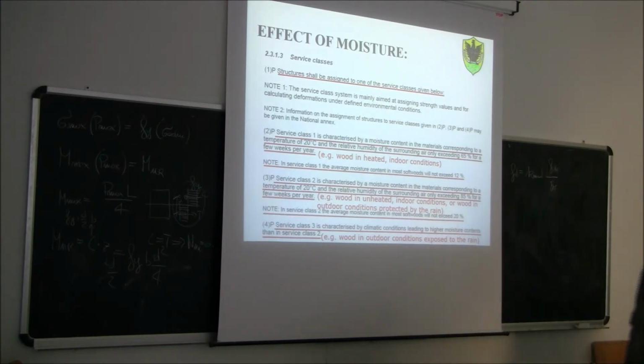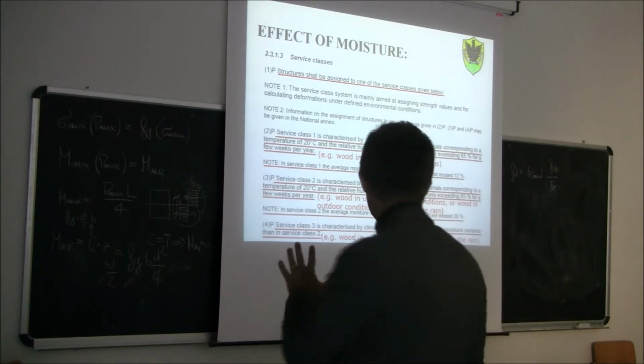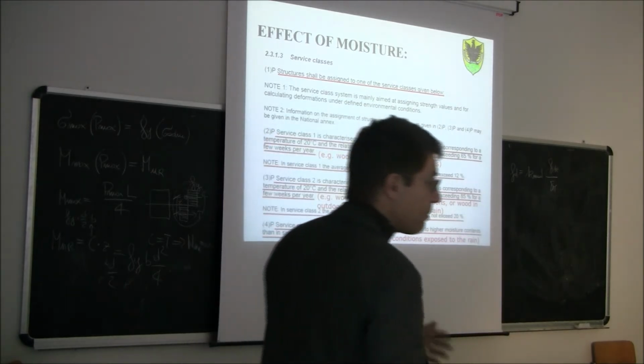Wood in outdoor conditions, so this was service class 2. Other possibility, wood in outdoor conditions exposed to the rain. This is service class 3. So you have outdoor condition and your wood is directly exposed to the rain. Those are just 4 examples, but there may be some other examples.